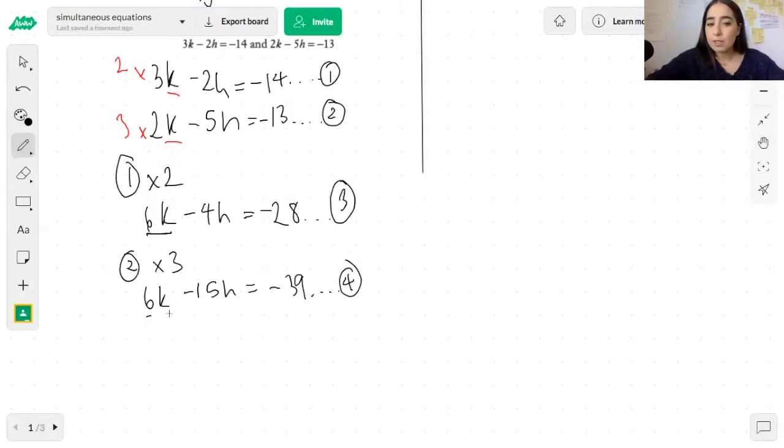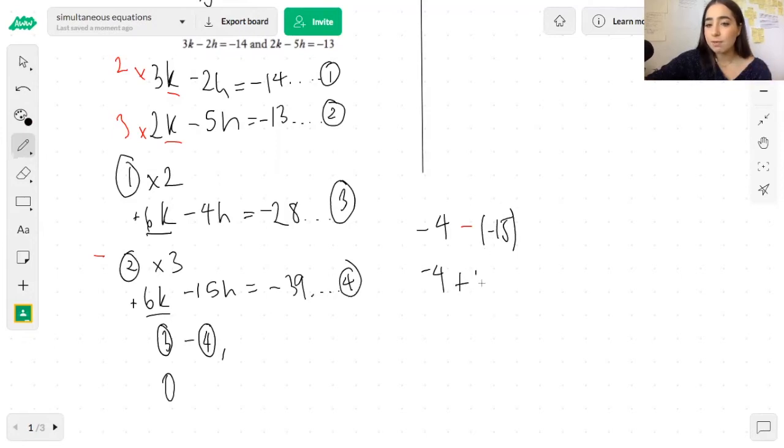Now that both the coefficients are the same, we can either add or subtract these equations. Obviously because they are both positive, in order to eliminate them, we need to subtract the 2 equations. So we're going to do equation 3 minus equation 4. 6k minus 6k gives you 0. Negative 4h minus negative 15h, I'm going to do it on the side here. It's like saying minus 4 and then you've got the minus 15. So the minus and minus here cancel to give you a positive 15. And negative 4 plus 15 is 11. So this becomes positive 11h.